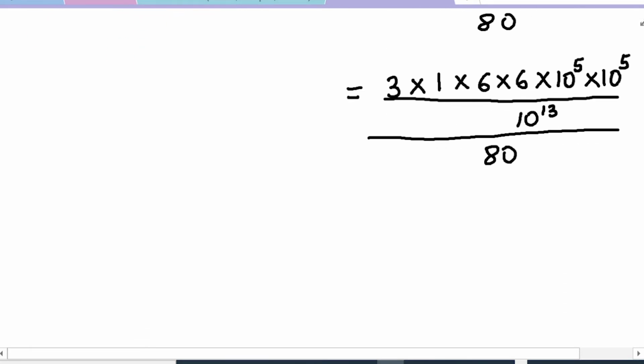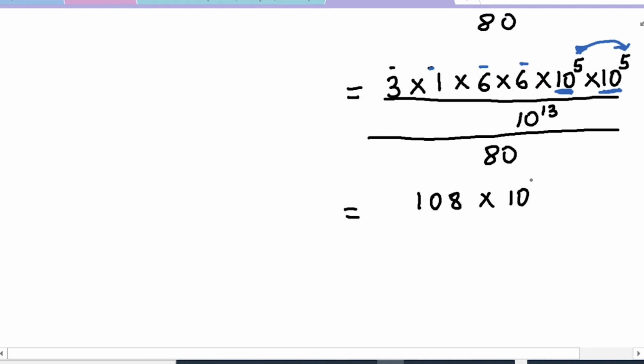So from here, what we have is 3 times 1 is 3. 3 times 6, 18. 18 times 6 is 108. So we shall come here and say this is going to be 108. Multiply that by, now this is 10 to the power 5, then 10 to the power 5. From our laws of indices, when you are multiplying two numbers that are having the same base, you will maintain the base and you add the powers. So in this case, it's going to be more like times 10 to the power.